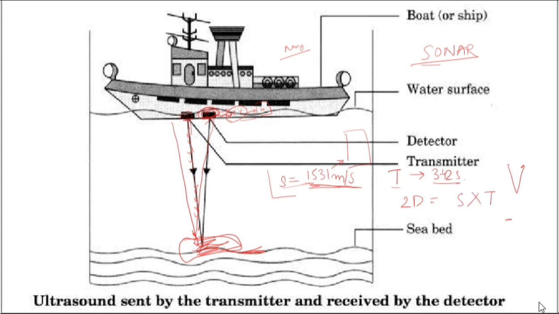We will get 5236 meter, and this will be 2D. Why? Because the sound is produced from here, it goes and comes back, right? So it is 2D. D is equal to 5236 upon 2, that is 2618 meter. Alright.